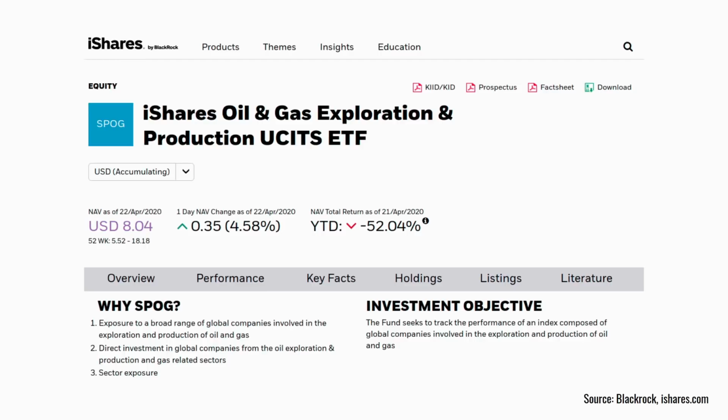An indirect way to get exposure to the price of oil is by buying a sector ETF which buys shares of oil and gas exploration companies. The ticker for this example is SPOG, which is managed by BlackRock under its iShares brand. So all you can expect from this is a high correlation to the price of oil. It will by no means track the price of oil. But one positive benefit is that at least you'll be able to earn the dividends paid by these companies, which you wouldn't get if you owned the oil exchange-traded commodity fund.